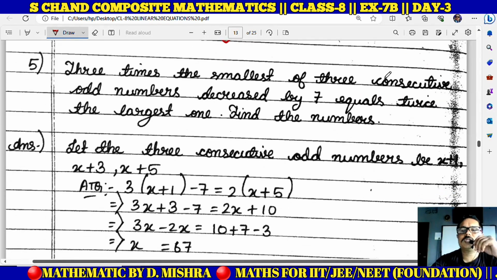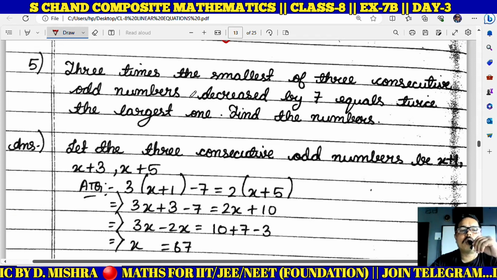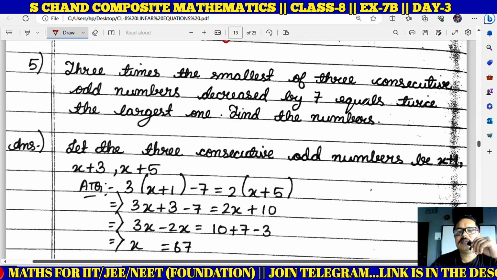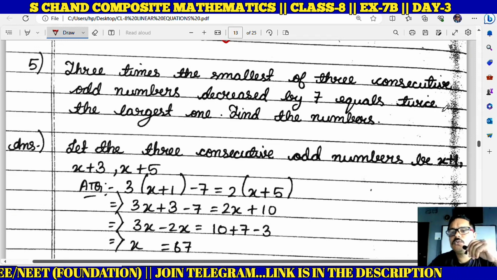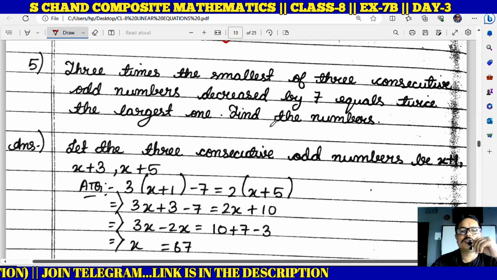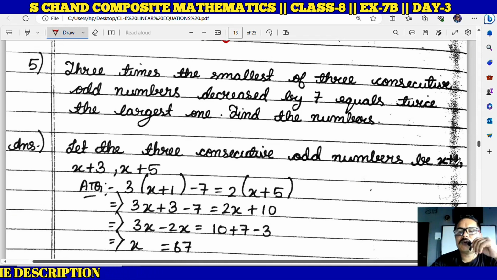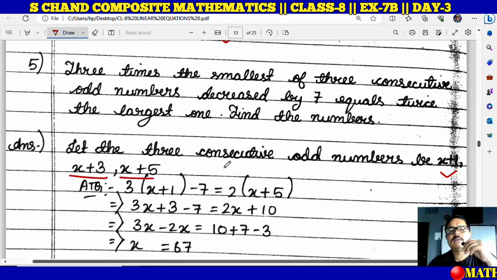Question number 5. 3 times the smallest of three consecutive odd numbers decreased by 7 equals twice the largest one, find the numbers. So let the three consecutive odd numbers be x plus 1, x plus 3 and x plus 5. This is nothing new, we have done this in the previous question also.